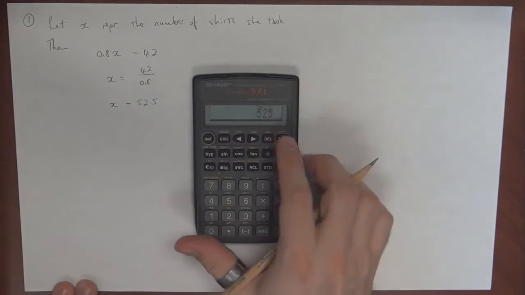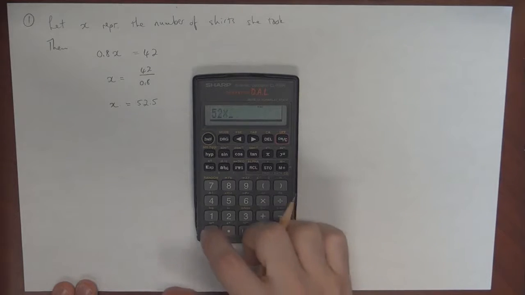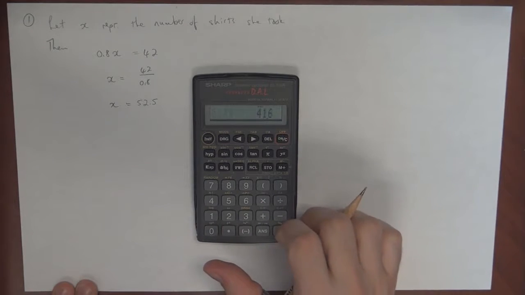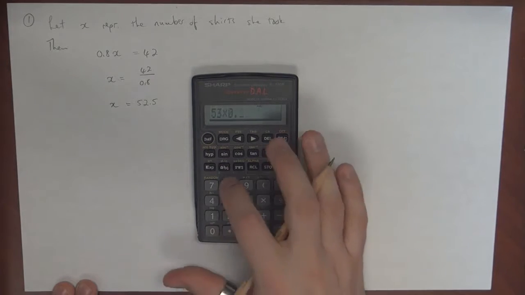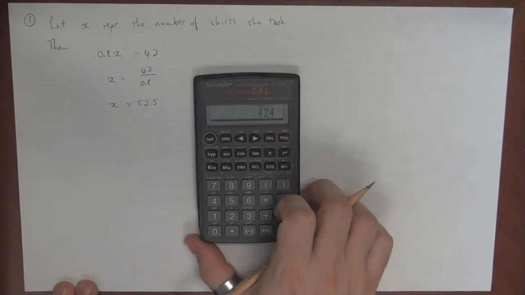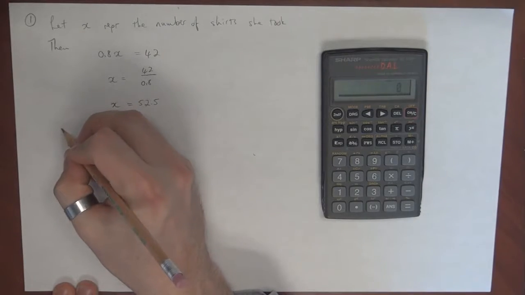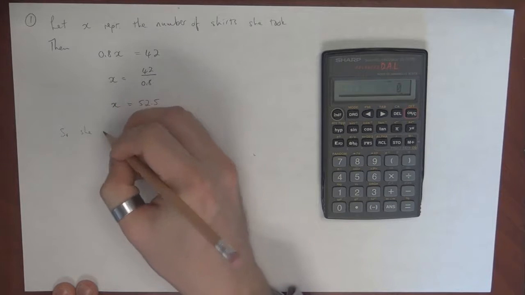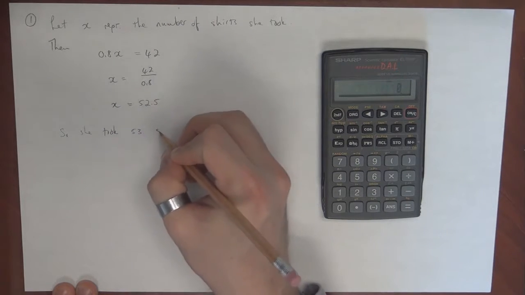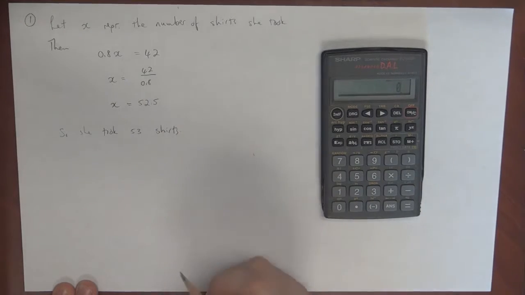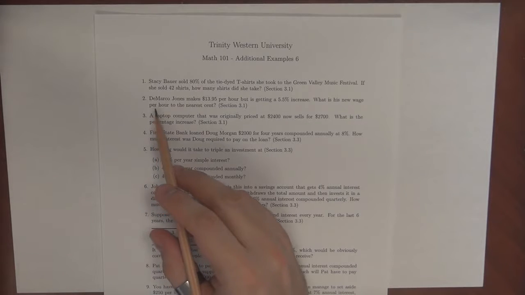So then you can say, oh well, if I round that to 52, then 80% of that is 41.6. If I round that to 53, then I get 42.4, so it's hard to say exactly. I'll round it up. So she took 53 shirts. Our next example is number 2.